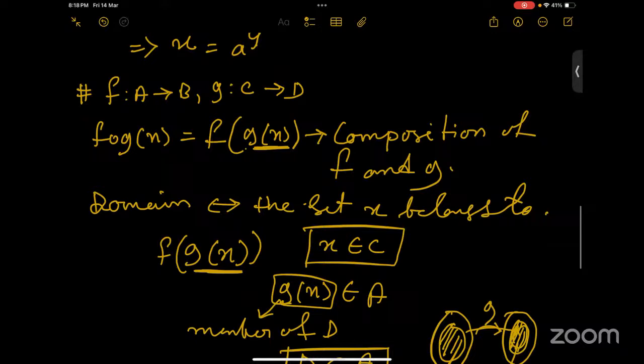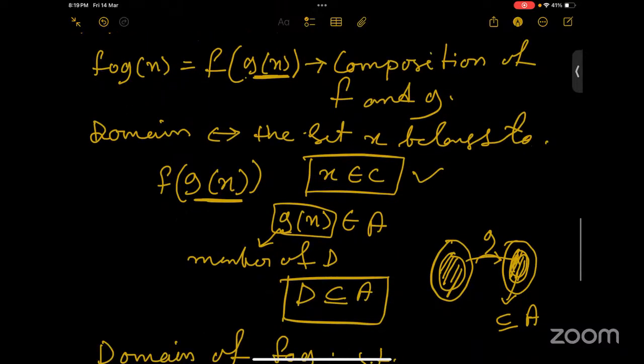See here, f of A goes to B. I mean, the domain is A and the codomain is B. You have to start with g, whichever is in the rightmost bracket, because we are applying g on x first, right? That means this x should be in the domain of g first. This is the first step.